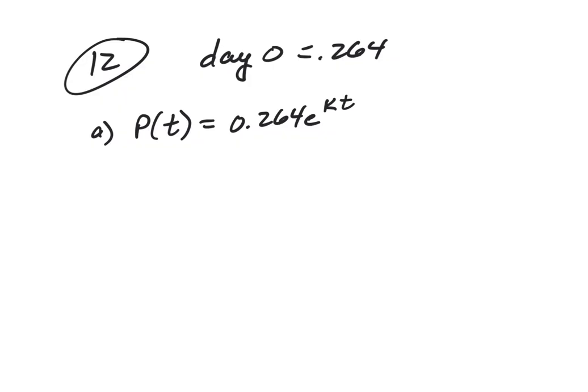They said d of t, so probably maybe should use d instead of p in this case. I'm not going to count you off if you use p instead of d. They're just using d because they talk about density instead of p for population or whatever it is that we're dealing with. The last one, they used v, so it really doesn't matter the variable they use. Okay, 15 days down the road, the density was 0.075.